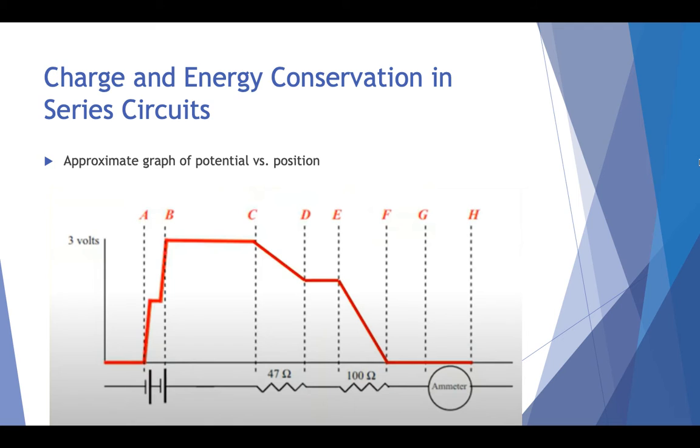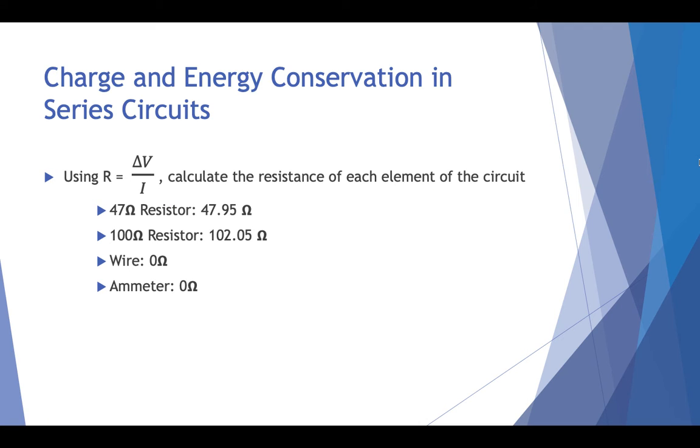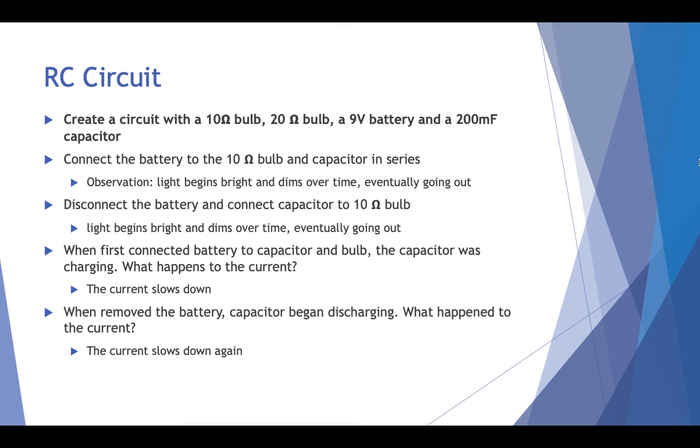This is my graph to approximate potential versus position. You can see that it charges from 0 to 3 volts when going through the batteries, and then loses the voltage as it passes through the resistors. So I can use R equals delta V over I to calculate the resistance of each element of the circuit. So the 47 ohm resistor was 47.95 ohms, and that's because of a rounding error with the 0.02 amps. The 100 ohm resistor was 102.05 ohms, and the wire and the ammeter were both 0.